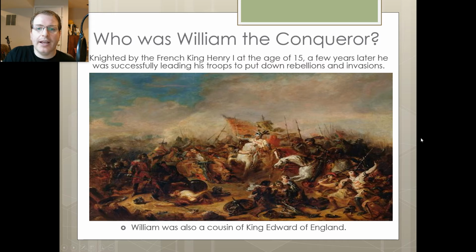Now, what happens here, we see that William is going to be knighted by the French king. He's a successful military commander. And William is going to be the cousin of King Edward of England. Okay, so we see this William guy. He is ruler of Normandy, vassal to the French king. So he's under the French king, but he's a cousin to the English king.